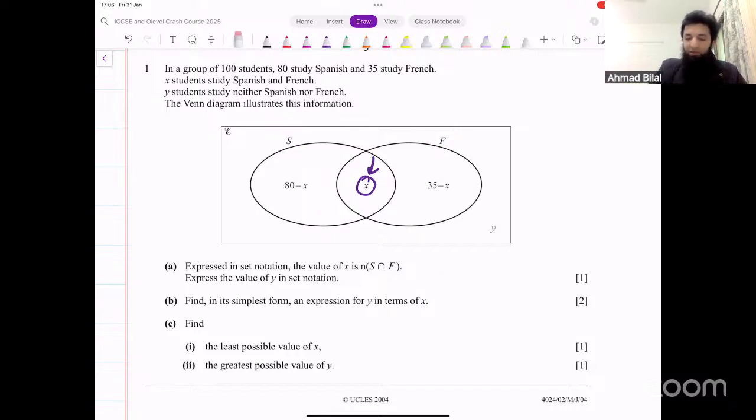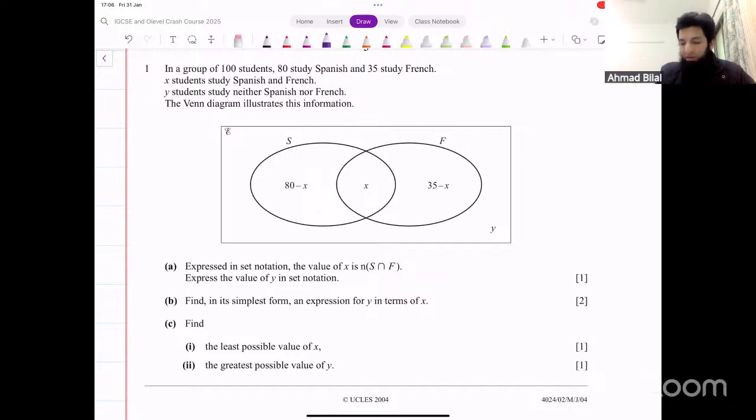Neither Spanish nor French means the numbers that are outside the two circles. So that's outside. This is Y. You have this Venn diagram that illustrates this information. Expressed in set notation, the value of X is the number of elements of the set S intersection F, right? That's what they're saying. Express the value of Y in set notation.